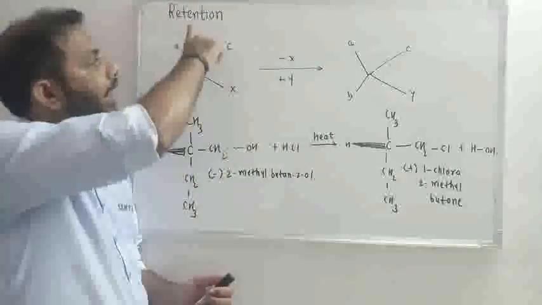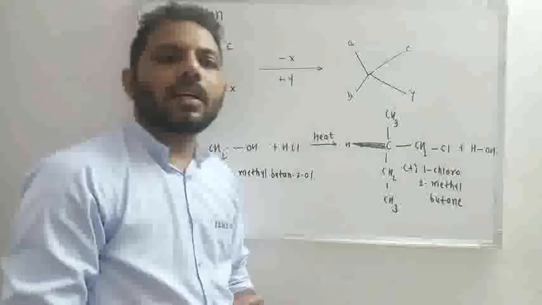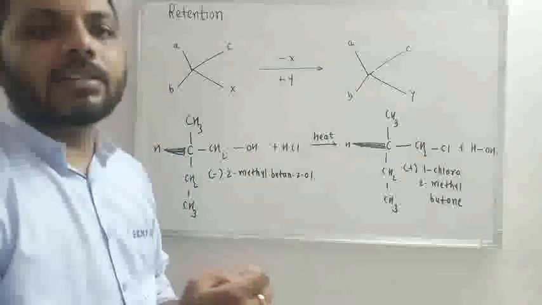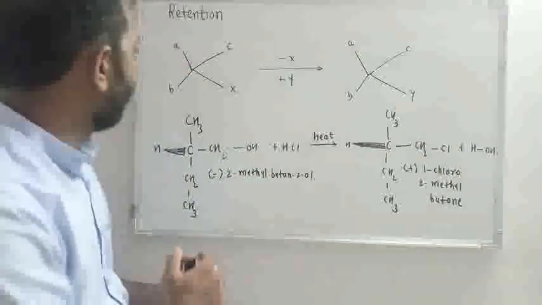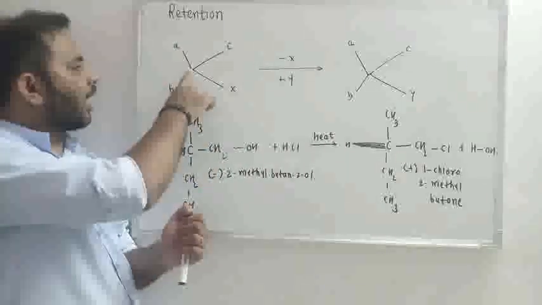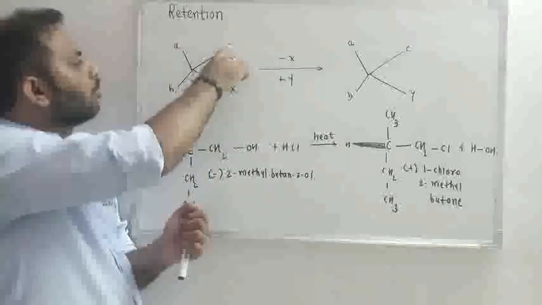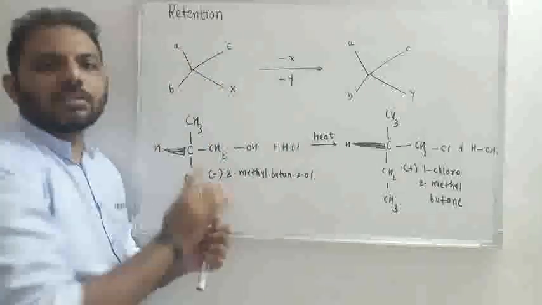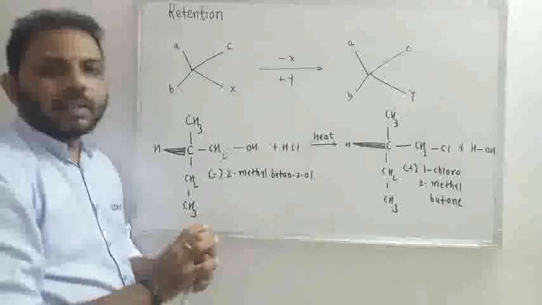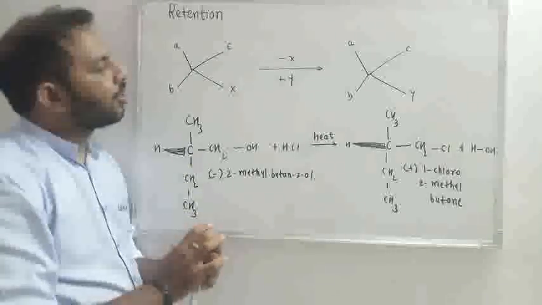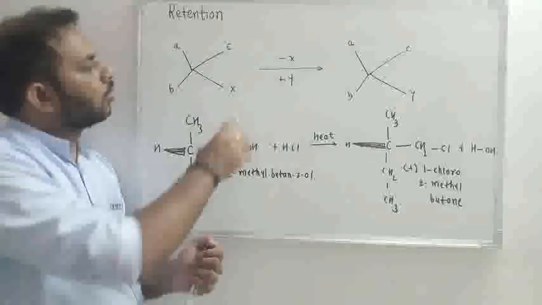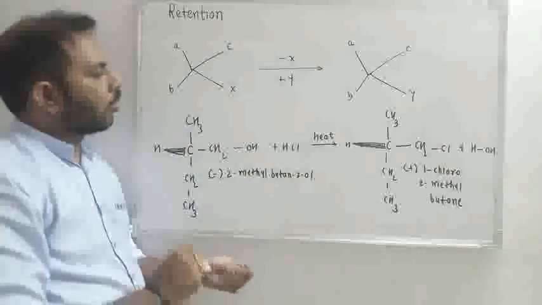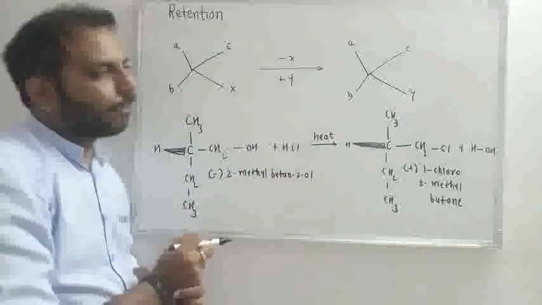The word itself suggests that there is retention of position of any atom or group. Let's understand this by one example. You have got an asymmetric carbon over here. Four groups are different, and as we know, if four groups are different, then that carbon is known as asymmetric carbon. Here, in this reaction, a substitution reaction has taken place. So we have substituted X with Y.